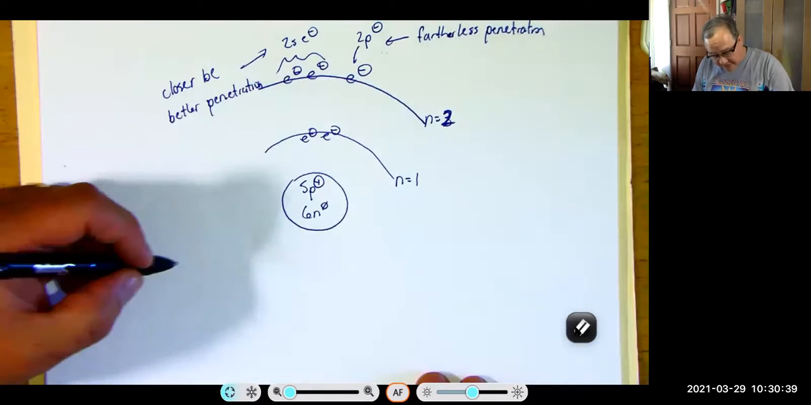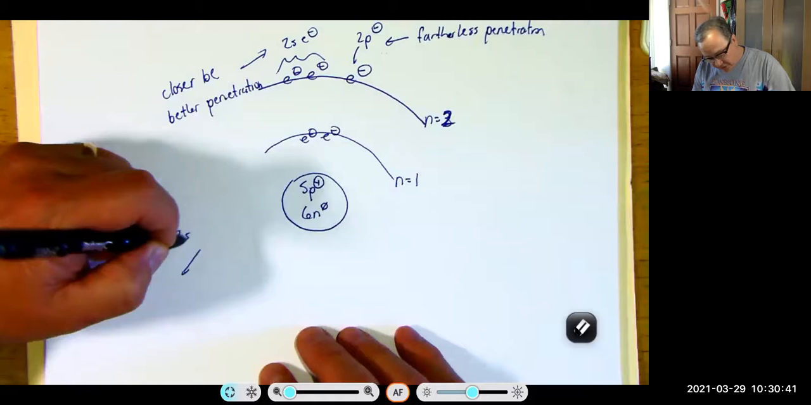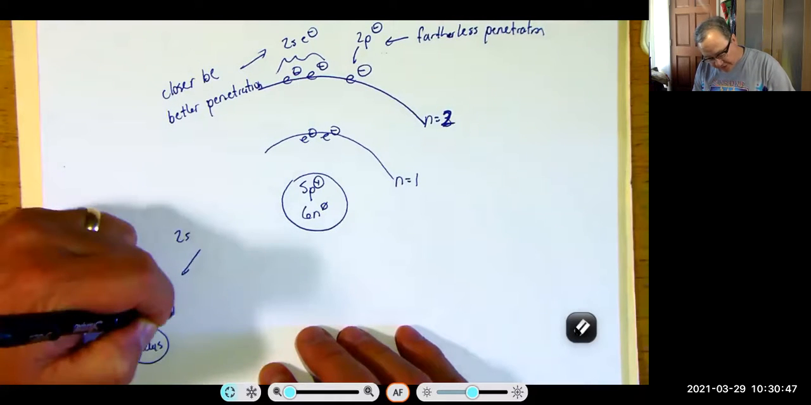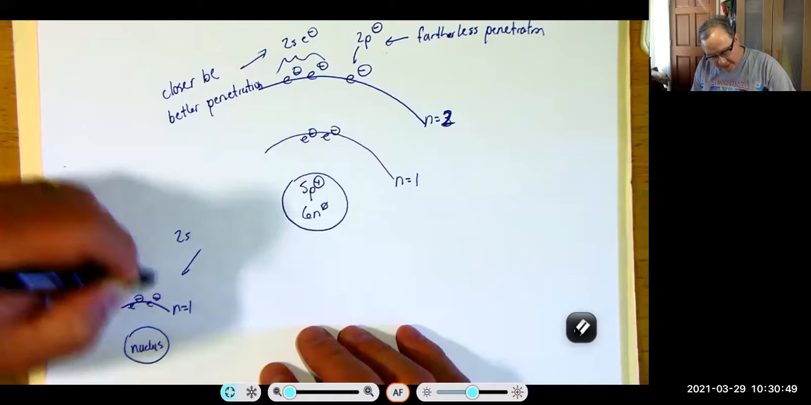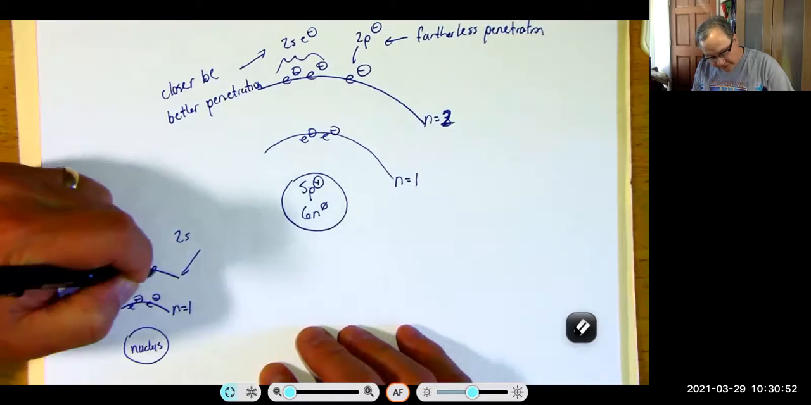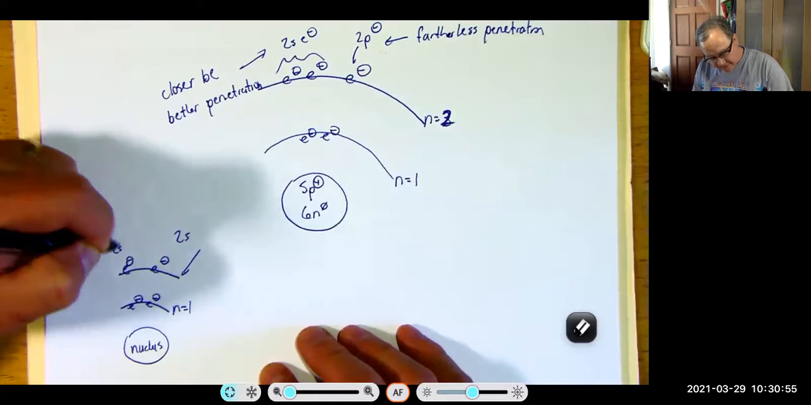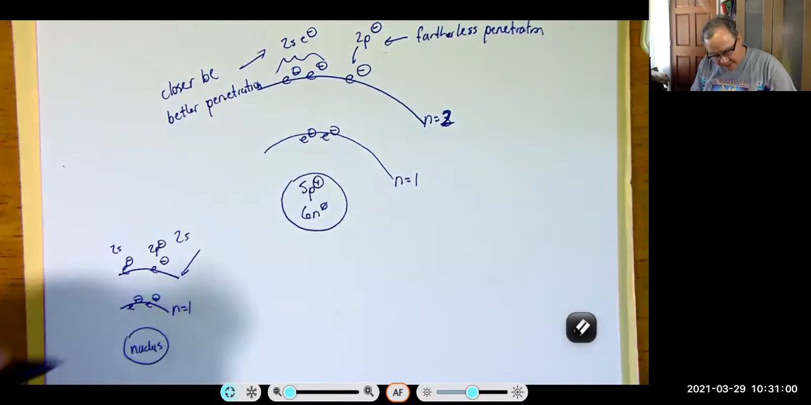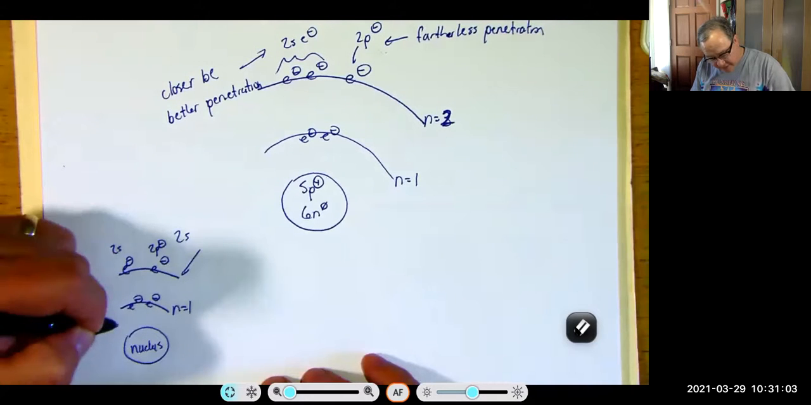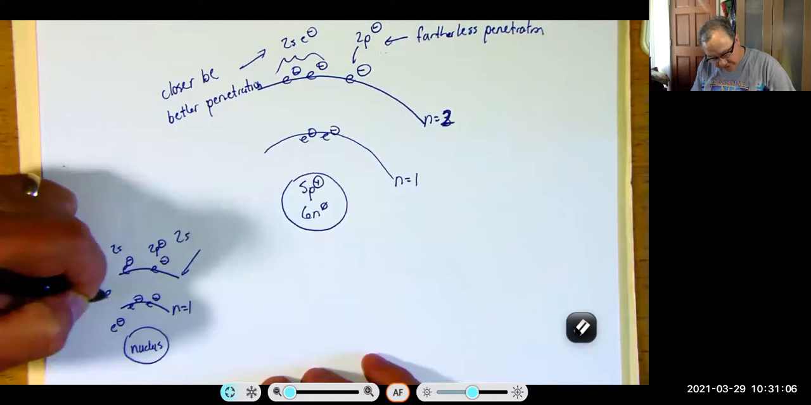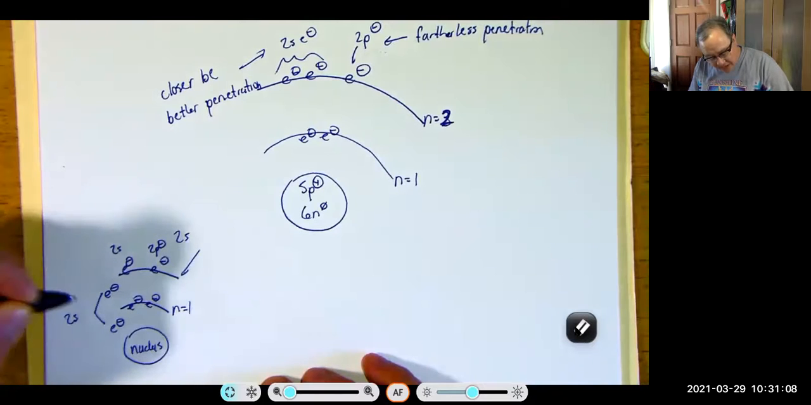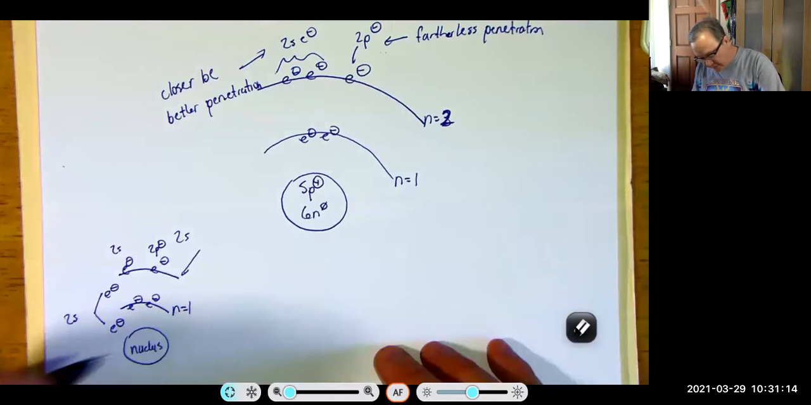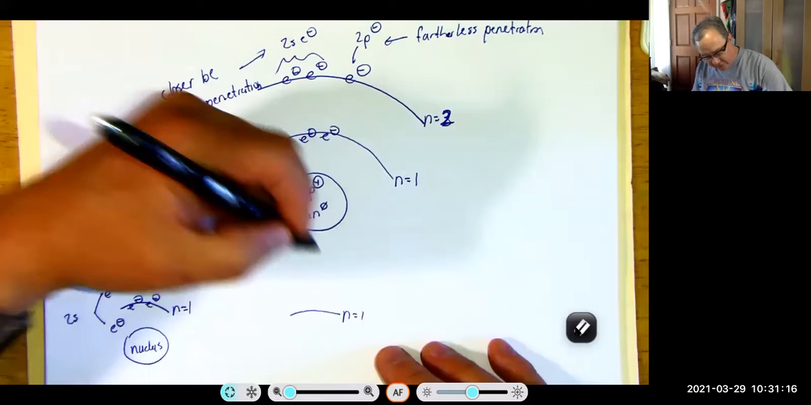And I'm going to draw that down here for the 2s. So here's my nucleus. Here's my n equal 1 with 2 electrons. And here's a 2s, and here's a 2p. So this guy, the other 2s, can be down here. It can be over here. So this is the 2s. But on average, it's going to be closer than the, well, it's hard to draw, but I'm giving it a shot. You did ask for it.